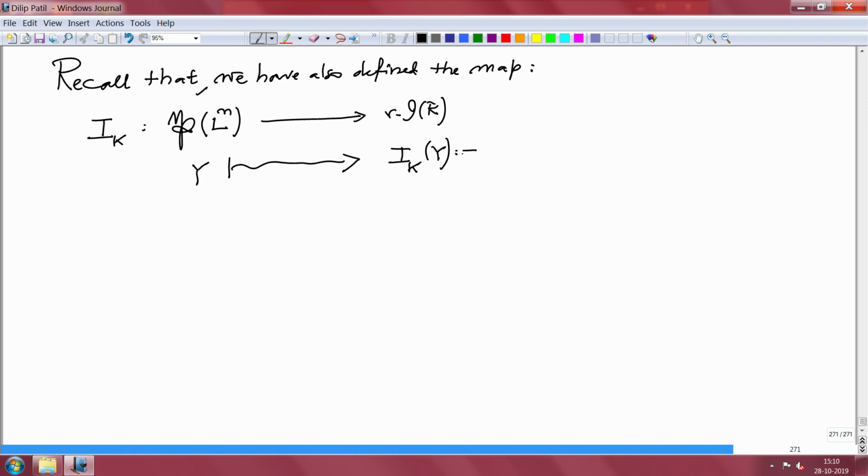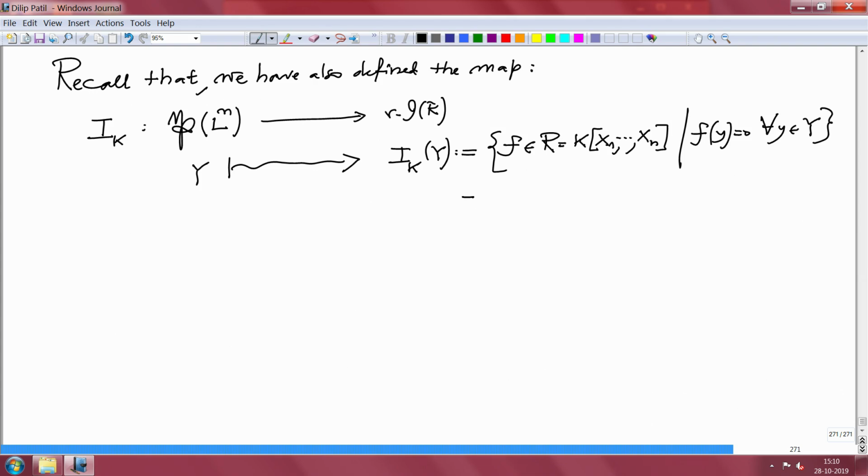This is by definition all those polynomials f in R, remember R is K[x1, ..., xn], such that this polynomial vanishes on every element of Y. So f(y) is 0 for every y in Y. So first of all, note that this I(Y) is nothing but the intersection over y in Y of I_K({y}).